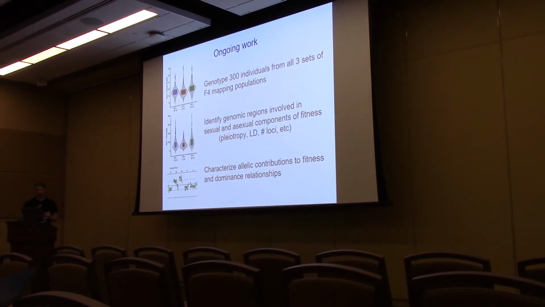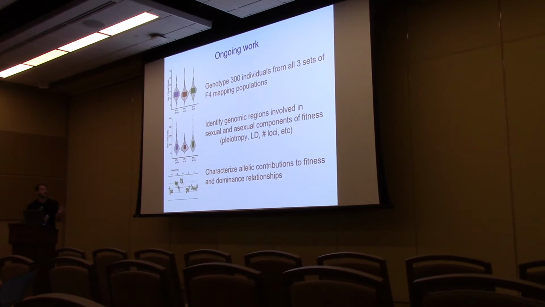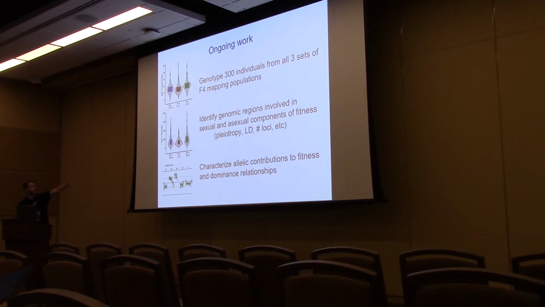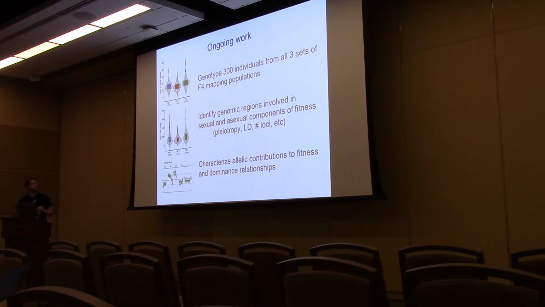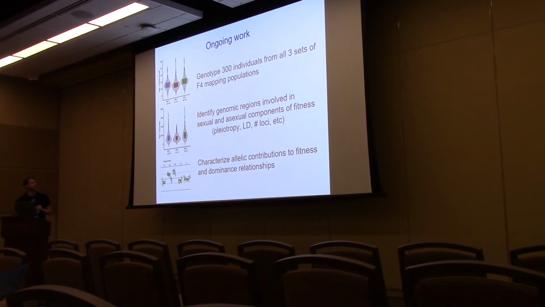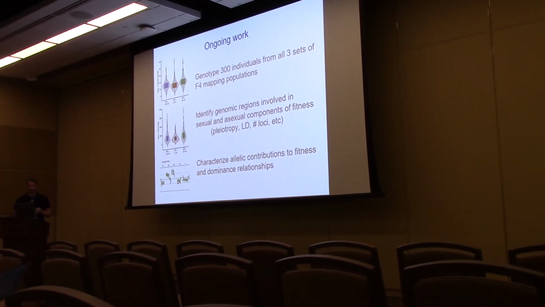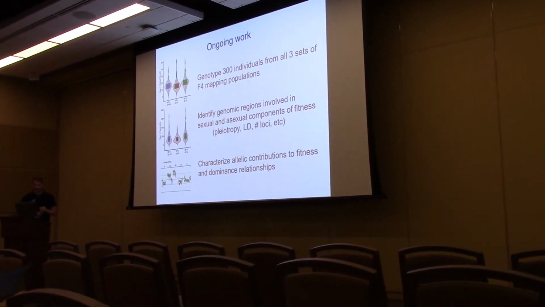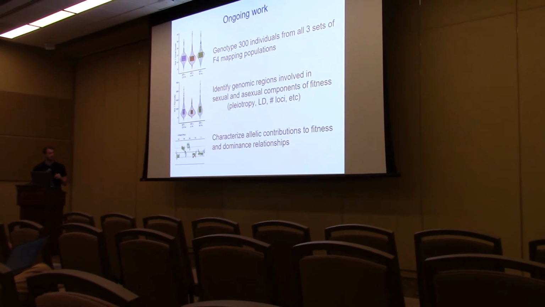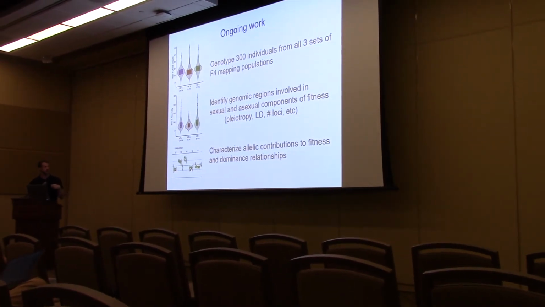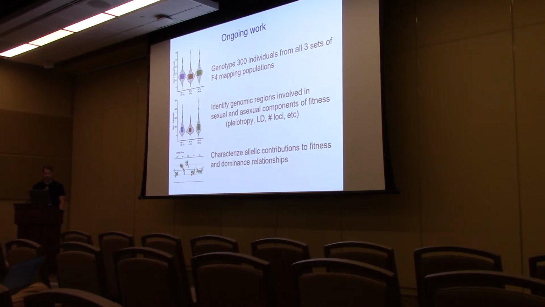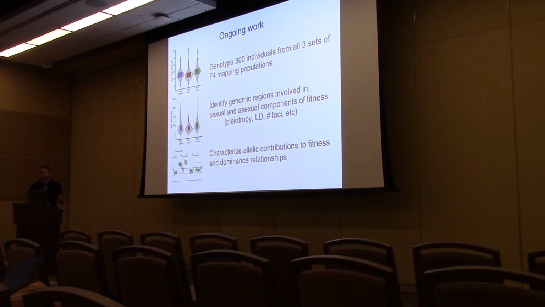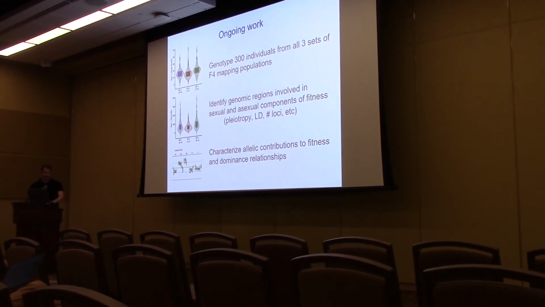So the work that I shared today is just a small amount of the work that we have going on with this project. If you recall, I also mentioned that we have mapping populations out over the 2 years. So here you're seeing distributions of 2 components of fitness in the mapping populations, fecundity and clonal growth. There's a wide range of variation present in each of the mapping populations, and we're currently working to genotype the individuals from all 3 F4 mapping populations to identify genomic regions involved in sexual and asexual components of fitness, and to characterize allelic contributions to fitness and dominance relationships.